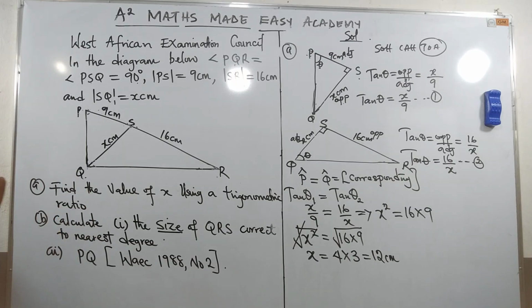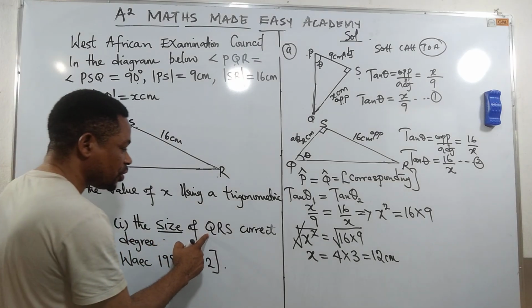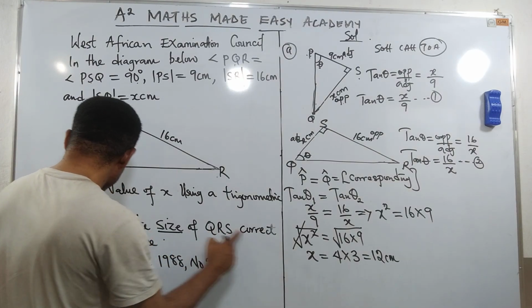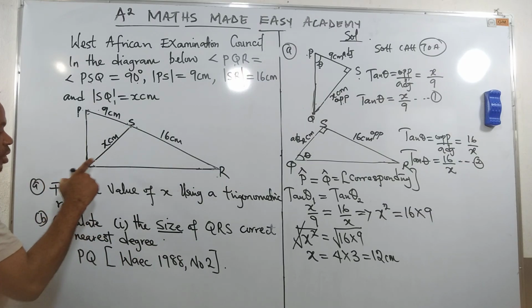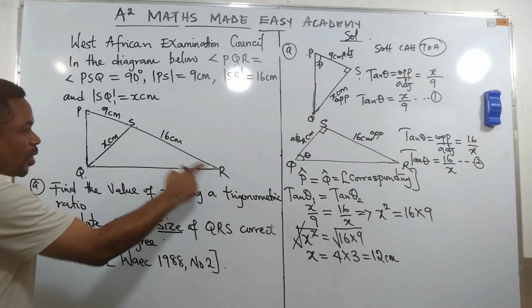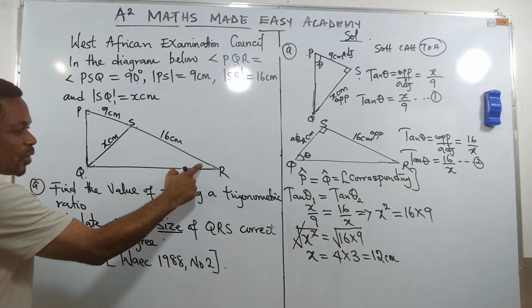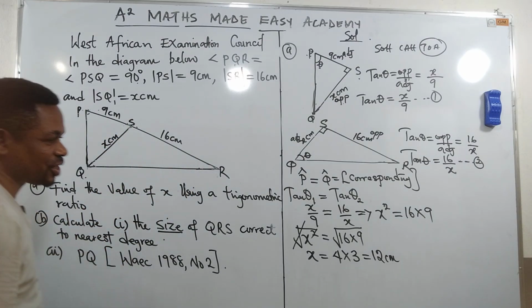Then the next question I look at is for us to calculate the size of Q arrow X, correct to the nearest degree. Look at it here: size of Q arrow S. So which means we are looking for this angle. Can you watch now?